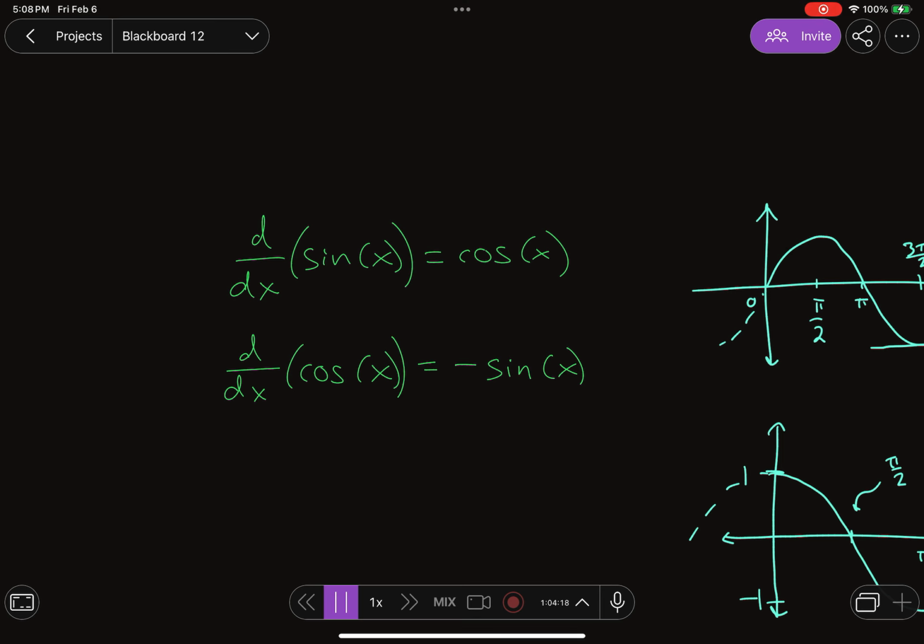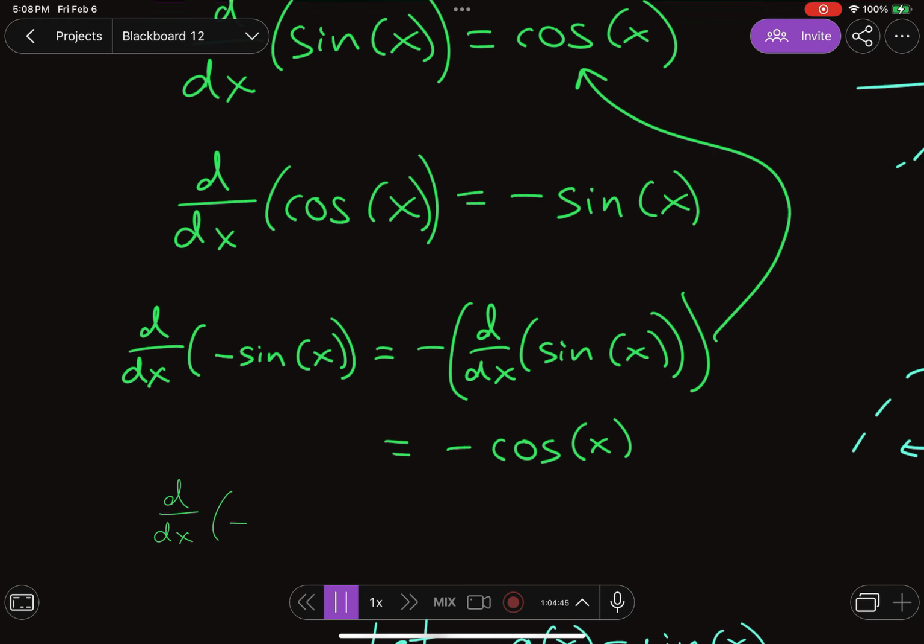And then, of course, we can say that the derivative of negative sine x is equal to the negative derivative of sine x. But this thing right here, we already calculated. It's right here. So we have the negative cosine of x. And look at the cyclic action that's going on. Last but not least, we have the derivative of the negative cosine of x is equal to the negative derivative of cosine of x.